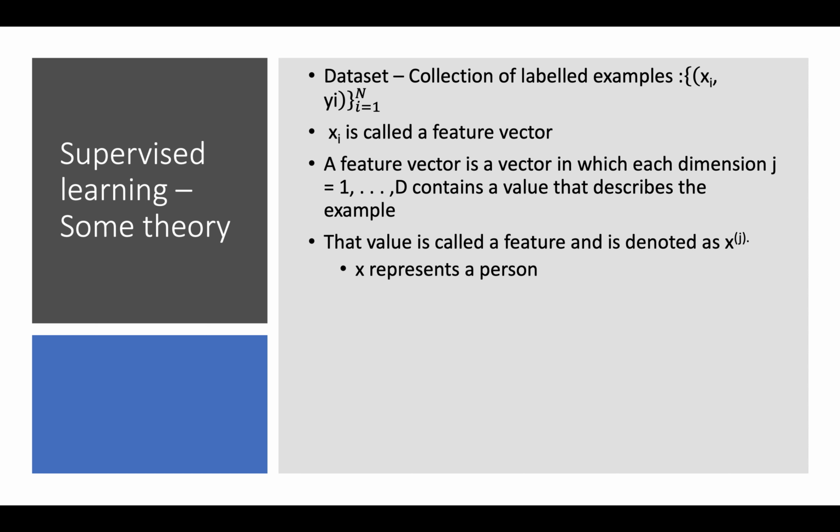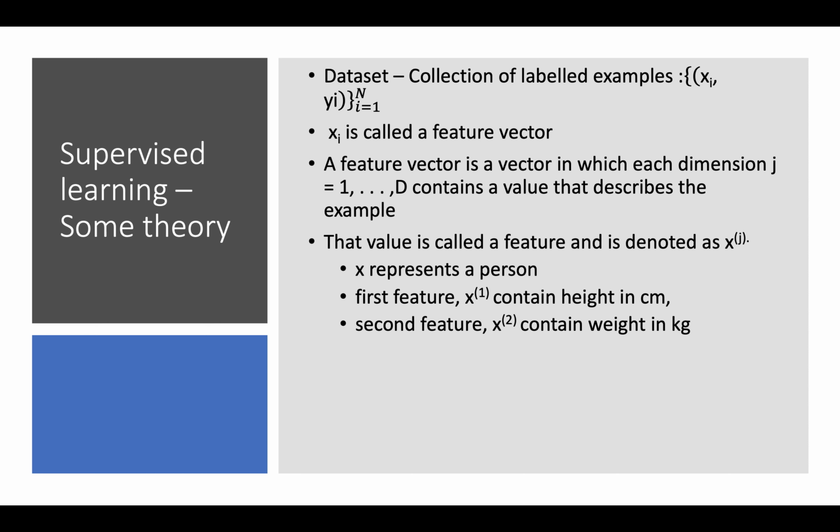If I want to give you an example, for example, if we assume x in our collection represents a person, then the first feature x1 could contain height in centimeter, the second feature x2 could contain weight in kilograms, and x3 could contain gender, and so on. You can really continue the list with whatever feature you have in mind.